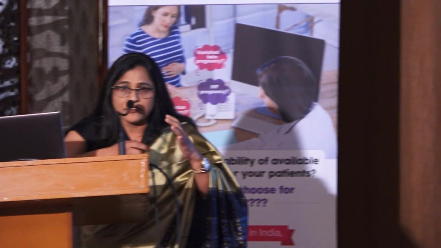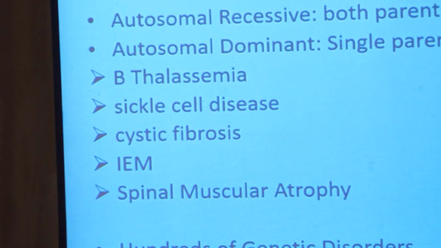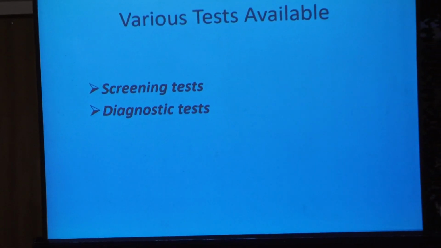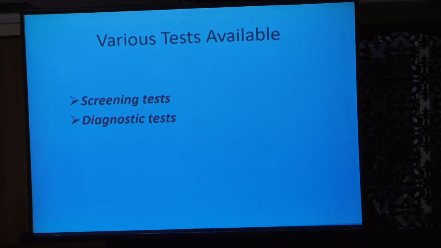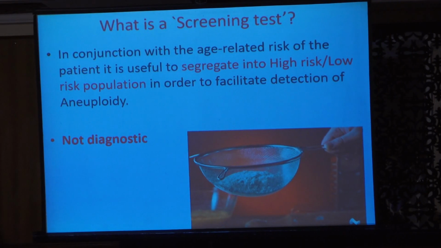So actually our vision is advancing. Everything is already there. We are just trying to detect these syndromes better these days. So which are the various tests available for any genetic disorder? We have screening tests and we have diagnostic tests. So what is a screening test?